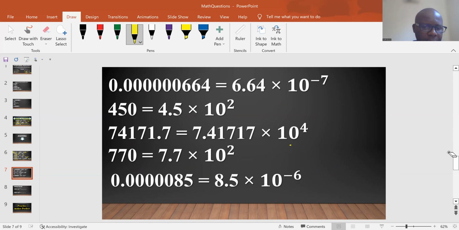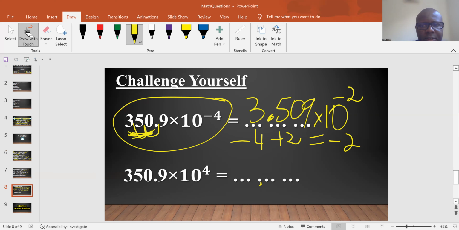Why -2? Let's explain it. We say that move left, power goes up. So power goes up here 2 because we move 2 units. It's like we have -4 plus 2, and that gives you -2. The reason the power is -2.